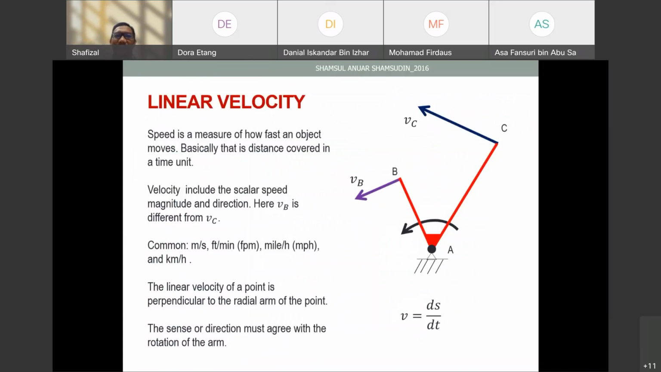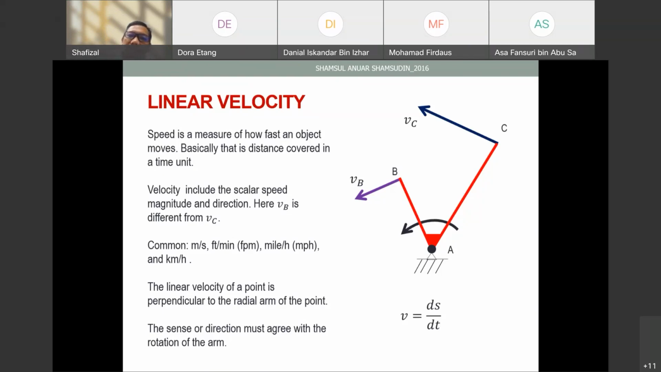Right. Okay, so this is what I said just now. The linear velocity is a speed. A speed is a measure of how fast an object moves, or we can look at it as the distance covered in a time unit. The common unit is meter per second. One meter in one second, or 0.5 meter in one second. That is the speed, that is the linear velocity.